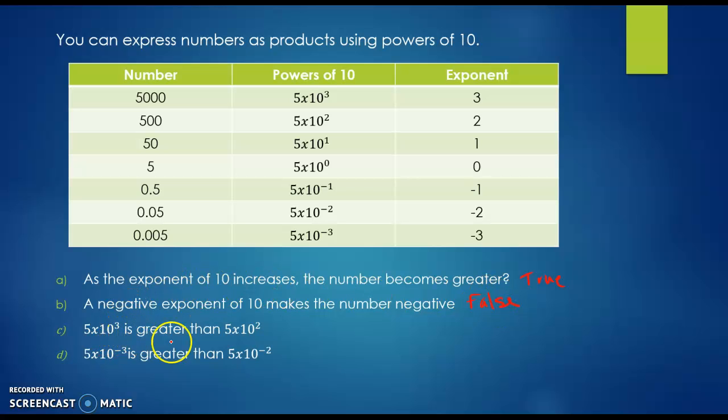5 times 10 to the third is greater than 5 times 10 to the second. And that's true. 5,000 is greater than 500. So this one's true. 5 times 10 to the negative 3 is greater than 5 times 10 to the negative 2. And that is false, because 0.005 is less than 0.05. So 5 times 10 to the negative 3 is not greater. They kind of follow the same rules. The further away from 0 the exponent is, the smaller the number.